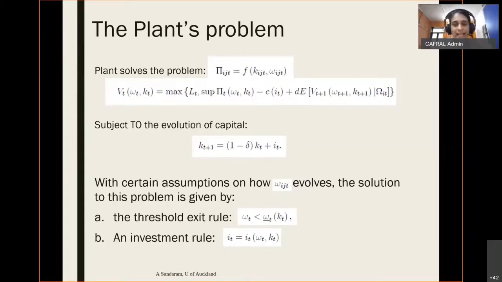The idea is let's use investment in physical capital, IT, as a proxy for productivity, because we know that the firm is choosing IT based on its expectation of productivity.